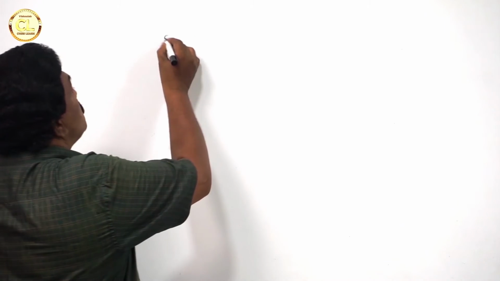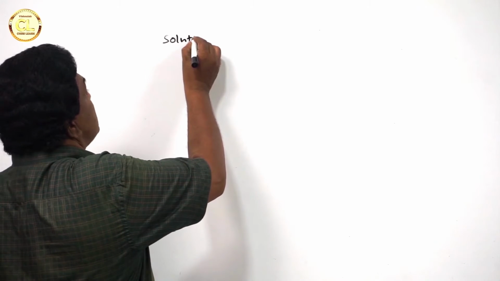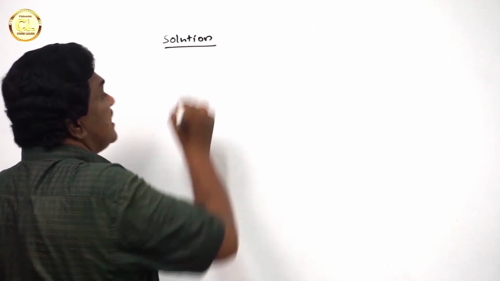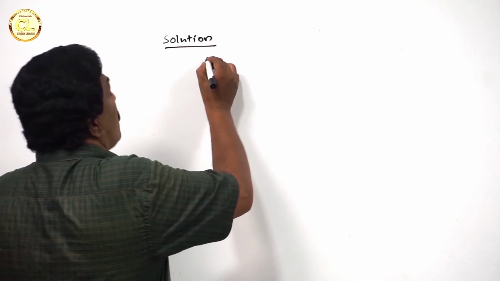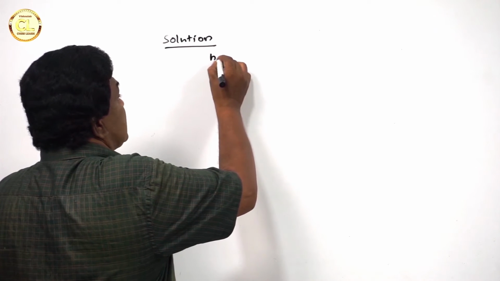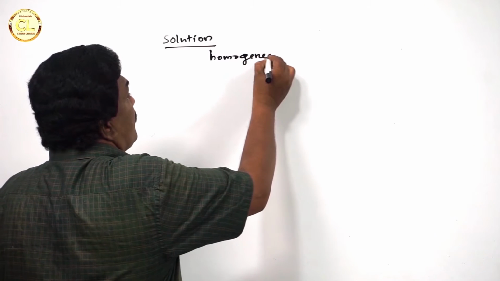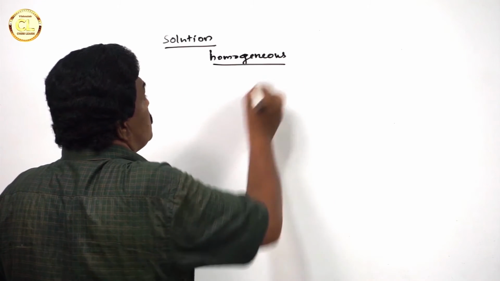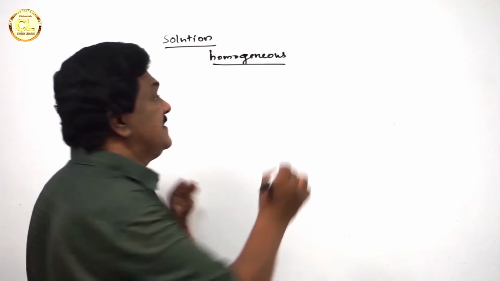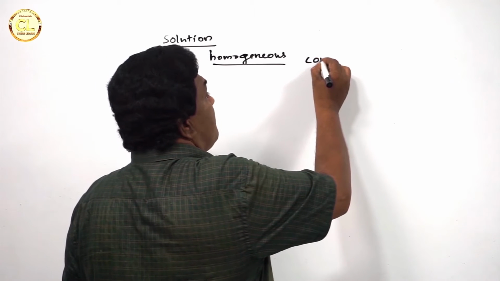Terms to express the concentration of solutions. A solution is a homogeneous mixture of two or more substances, which are called components.